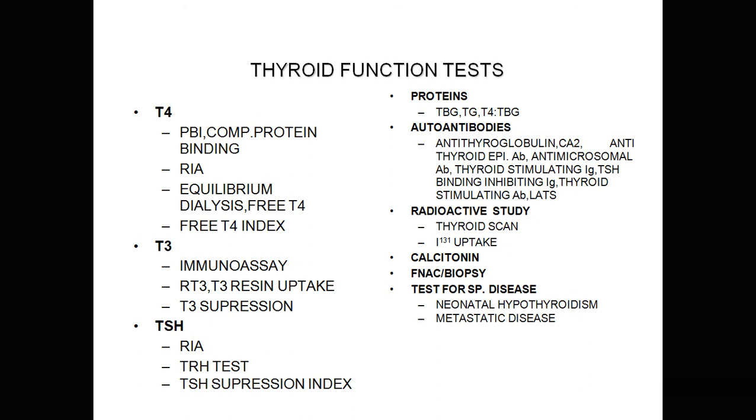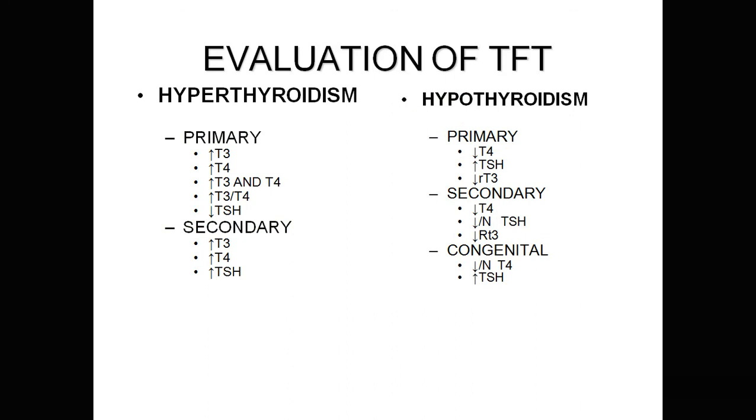anti-thyroglobulin. So in Hashimoto thyroiditis and Graves' disease, some autoantibody markers are important, like the thyroid stimulating immunoglobulin, and some radioactive study, thyroid scan, calcitonin level, fine needle aspiration cytology, and the biopsy, fine needle aspiration biopsy, and the test for some special diseases like neonatal hypothyroidism and the metastatic disease.